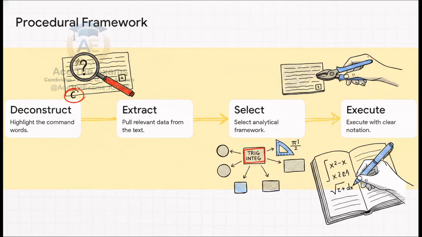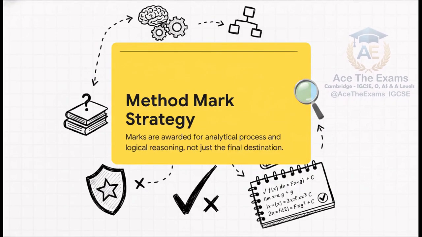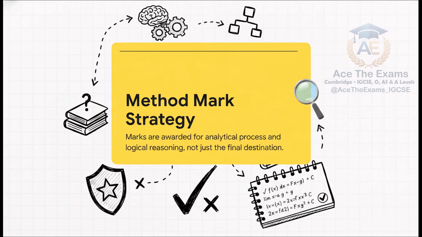Step 4, execute with clear notation. I cannot stress this enough. This is vital. Do not drop your dx when you're integrating. Do not forget your integral signs. Use proper headings, correct terminology, appropriate formats, and clear annotation. This level of systematic analysis is exactly what the assessment framework is prioritizing. And honestly, this brilliantly illustrates why Step 4 is so incredibly critical.